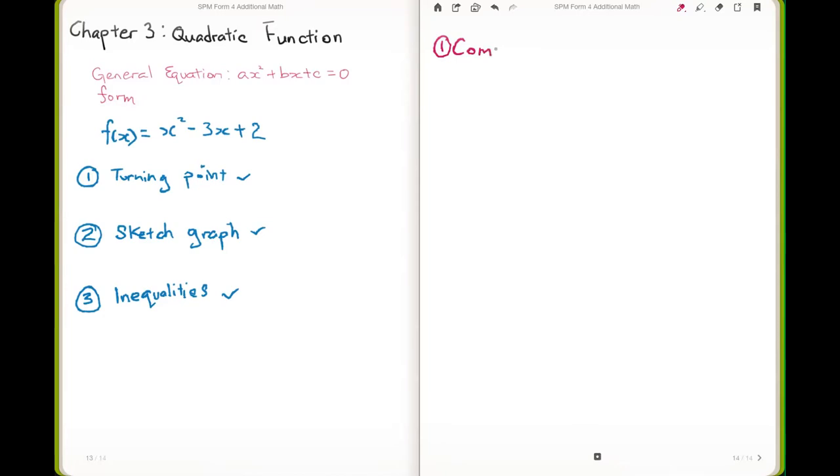Completing square, penyempurnaan kuasa dua. So to start off is a revisit of the previous work. The function f(x) equals x squared minus 3x plus 2. In order to do that, it's not a bracket yet. Let me work it out here. It would be x squared, rewrite the first one, minus 3x.